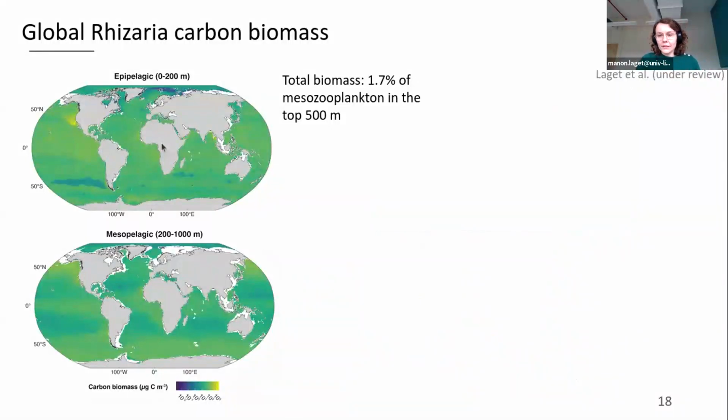So these maps show the predicted carbon concentration, in micrograms of carbon per cubic meter, in the epipelagic layer and in the mesopelagic layer for all Rhizaria together. What we can see from this model is that the carbon biomass is distributed worldwide in both layers. And in particular, if you pay attention to the color scale, this carbon concentration is about the same order of magnitude in the mesopelagic as in the epipelagic layer. Also, compared to the previous estimates, we revised downward the biomass estimates. So now we found that it is 1.7% of mesozooplankton biomass in the top 500 meters.